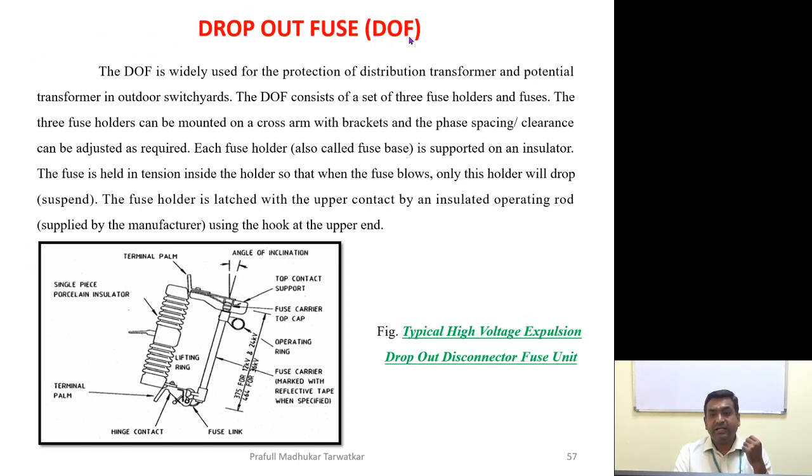Now next comes the dropout fuse, or you can say DO fuse. This is the cheapest one, which is installed at the distribution pole in your locality. So basically it is of low rating and available as per the current rating, 100 amperes, 200 amperes, 150 amperes, like that. So why is this called a dropout fuse? Very funny but very fruitful name, dropout.